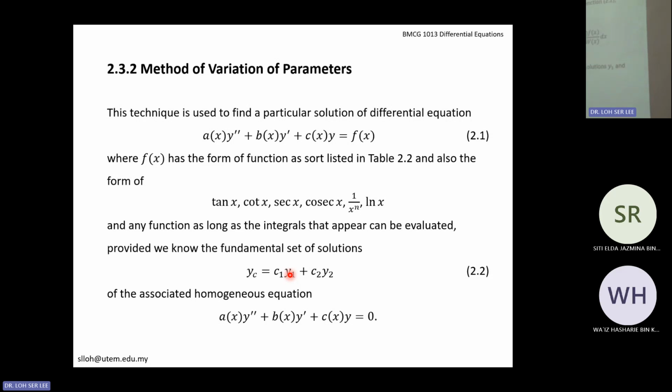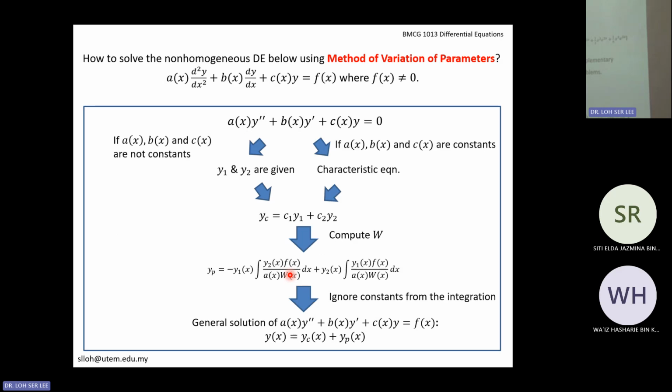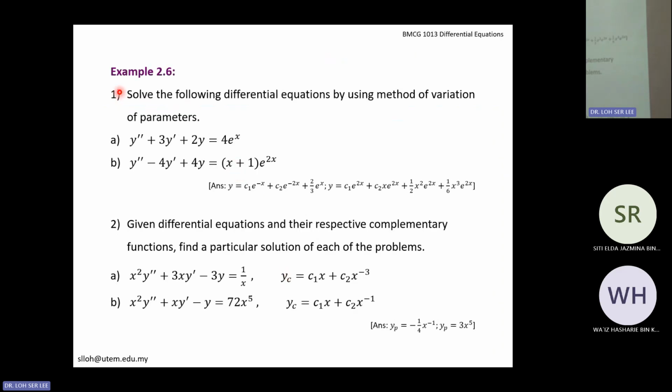If you look at this one, see for question number 1, the A, B, C are 1, 3, 2, so you can find the yc on your own. The same goes for question B, where A, B, C are 1, -4, and +4. You can get the yc on your own.